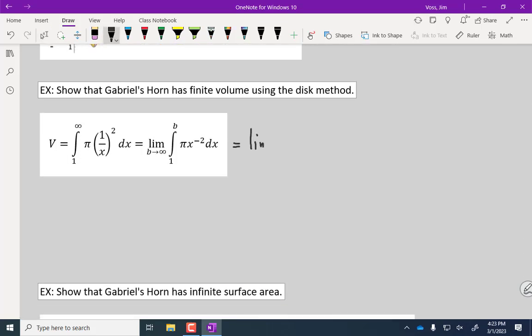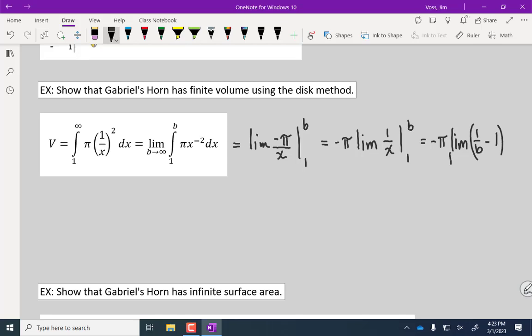So this is going to be limit, add 1 to the exponent, divide by the new exponent. That's going to give us negative pi over x from 1 to b. The negative pi is a constant. Let's get it out of the way so we can take care of the limit. Oops, still need the word limit there. We have to put in the b and the 1. So this is going to be limit of 1 over b minus 1 as b goes to infinity.